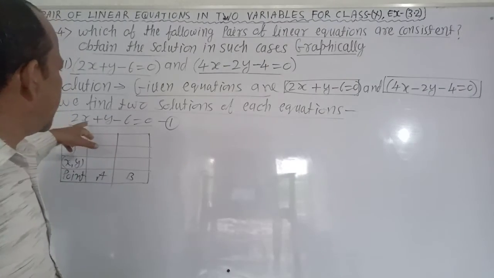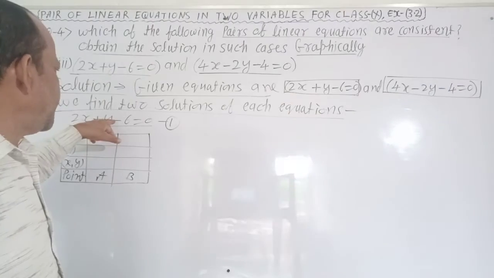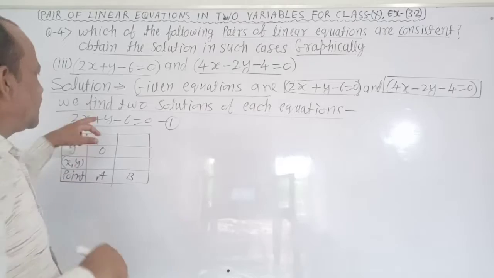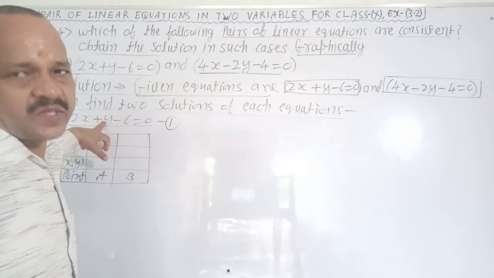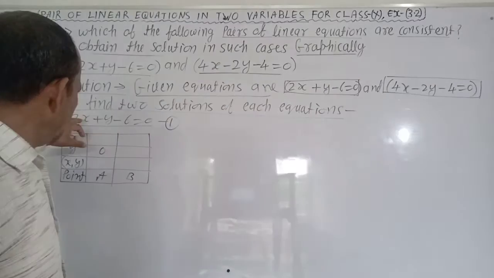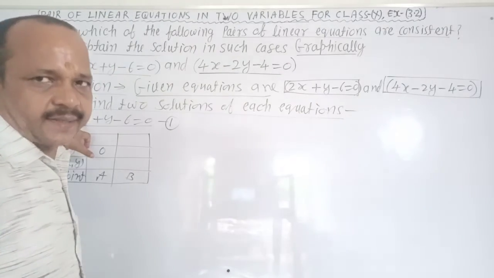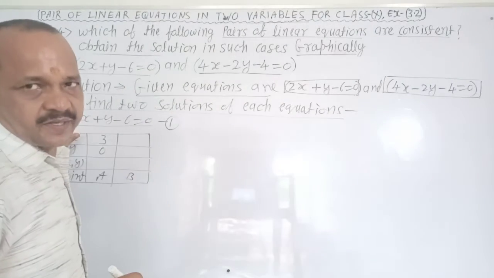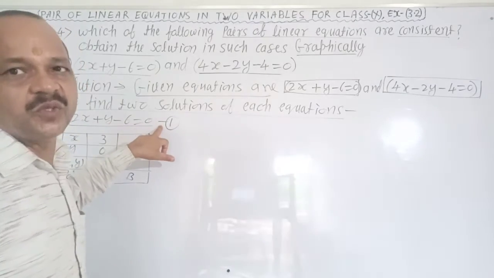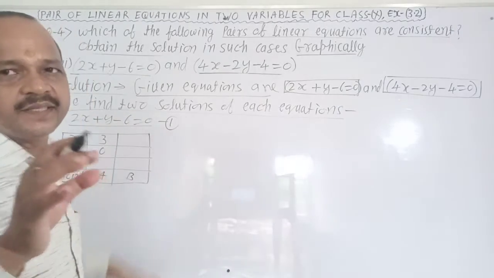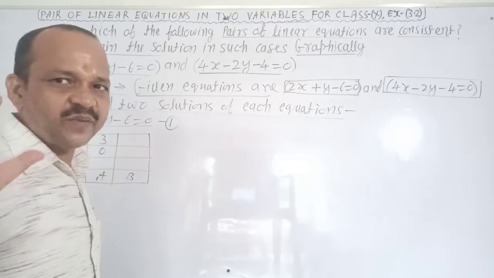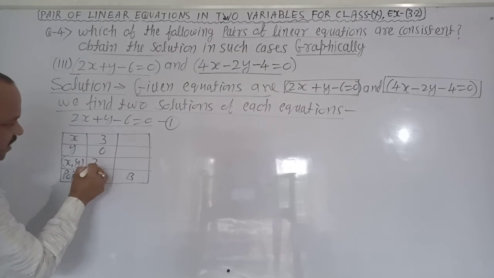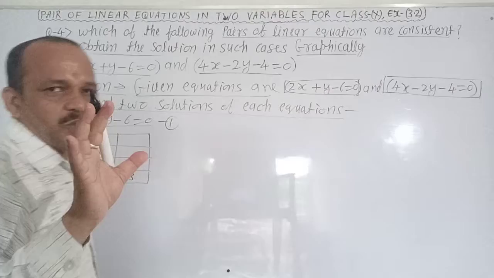You put the value of y as 0, then it becomes 0. Here you put the value of x as 3. It becomes 3 times 2 is 6, plus 0, minus 6 equals 0. It means this equation is satisfied. Clear? No confusion about it? Very good. Your coordinate is 3 and 0.